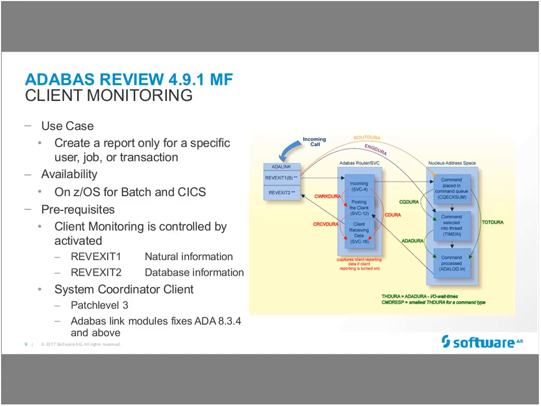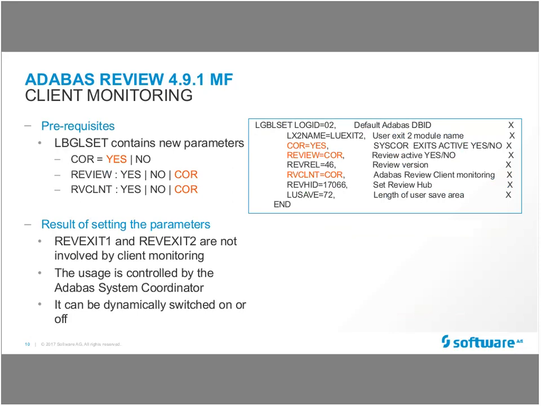So what's new to this picture is that we need the core client. Interesting what happens here. But anyway, between the link module and the exits, we have the core client. Now let's see what you need to do in order to activate this new functionality. We have this LBGL set, and you know it. There are many parameters you can set in order to adjust the behavior of how Adabas works. And we have new parameters.